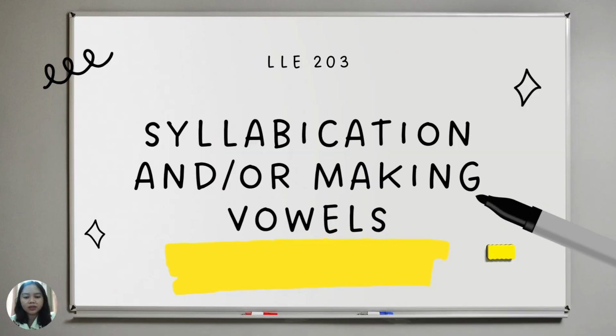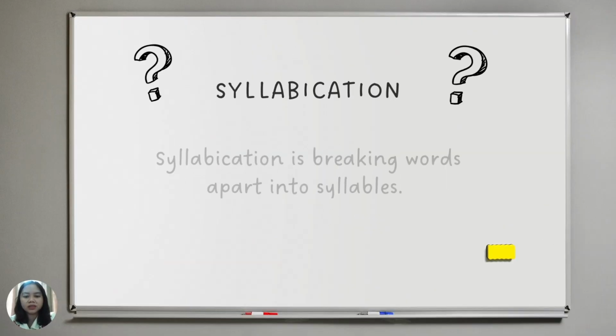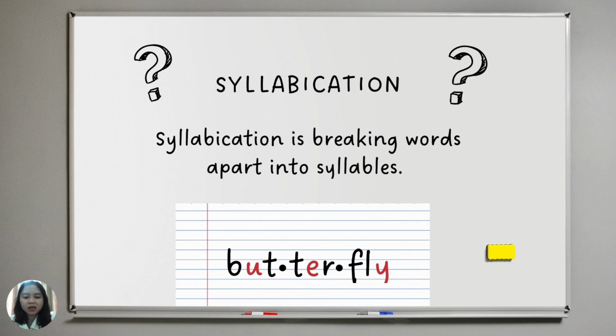The second strategy is syllabication and/or marking vowels. Syllabication is breaking words apart into syllables. Sometimes it is referred to as chunking words. This is done in order to read longer words accurately.